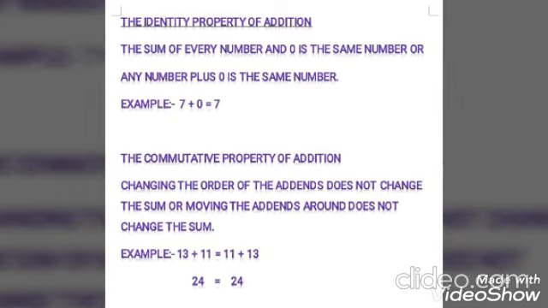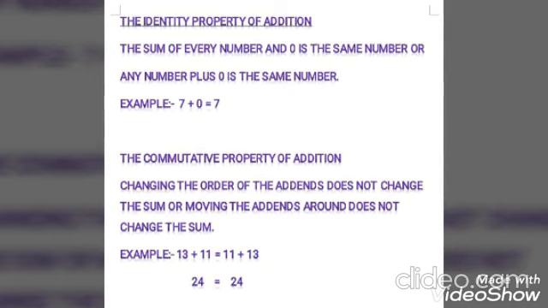Clear, children? And I repeat, the identity property says the sum of every number and 0 is always the same number. Clear to all my dear children? So these are the two properties which you have learned today, and they will be helping you in solving addition problems. Clear, children? Okay.